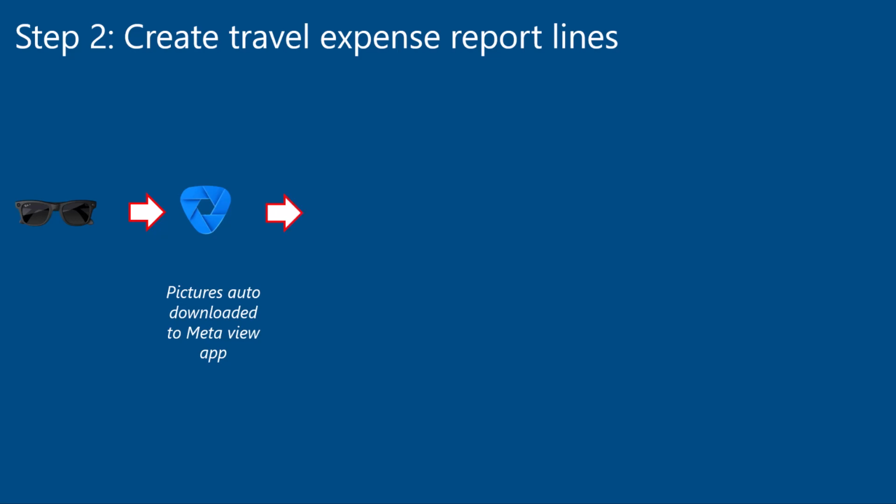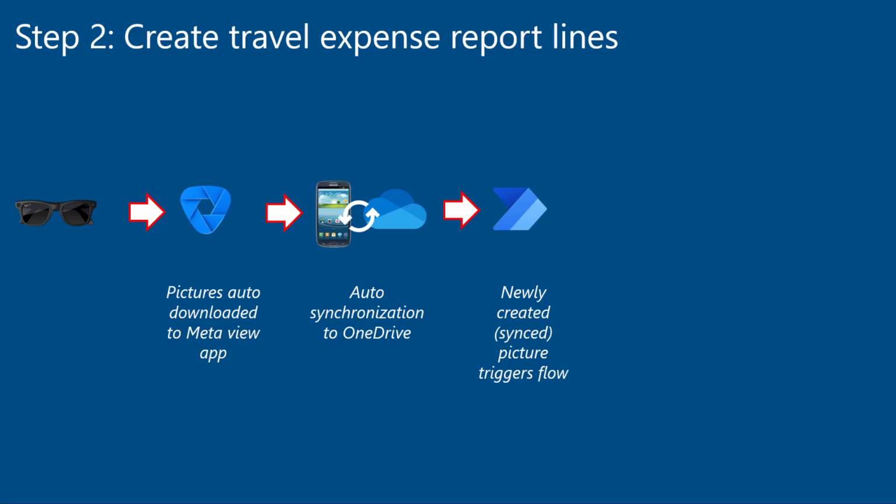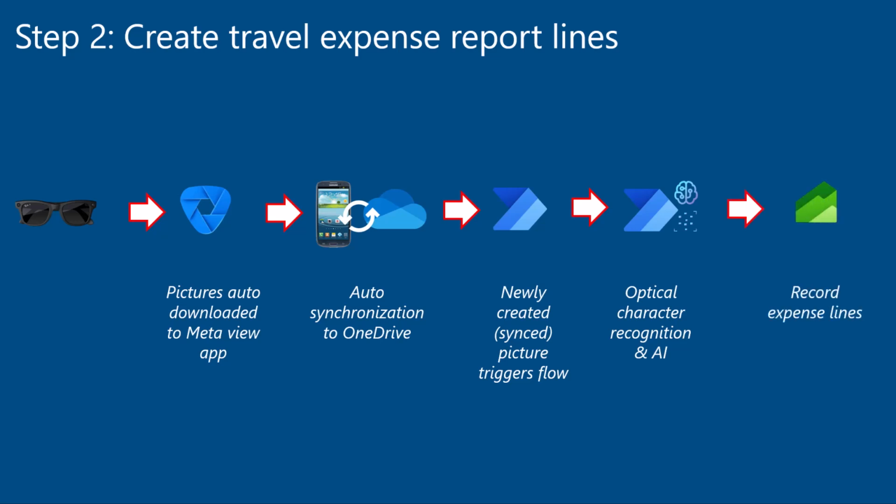Once there, I have a connection to OneDrive on my smartphone, which will automatically synchronize the pictures to a OneDrive folder. Once the files are there, I have a Power Automate flow that triggers once a new file is created. If this is done, I extract the information from the pictures, and then I fill the different expense report lines.